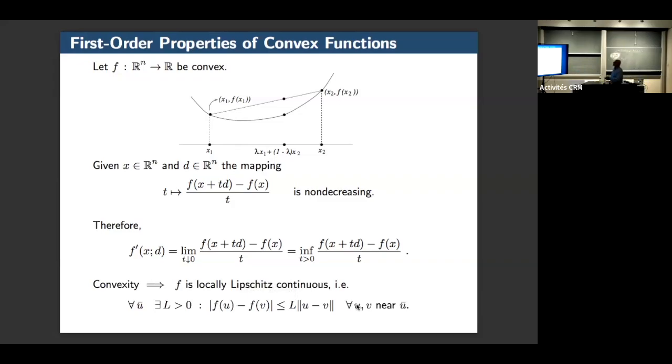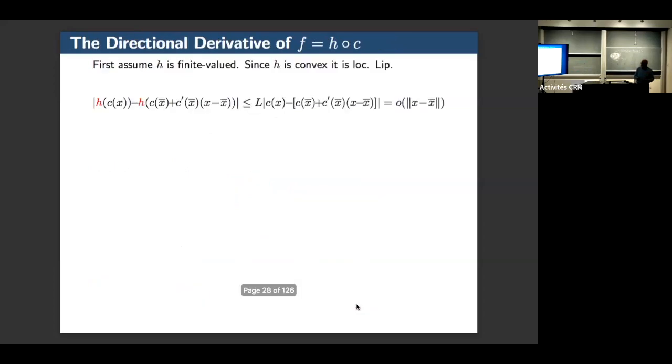One extra piece, where the proof is similar but a little more complicated and detailed, is that convex functions, if I assume the convex function is finite valued everywhere, not just finite dimensional, are always locally Lipschitz. That means every point has a neighborhood about it, and a value L such that the difference in the function values is bounded by L times the difference in the base points. So I'm going to use those two facts to study the directional differentiability of a finite valued convex composite function. So H is convex.